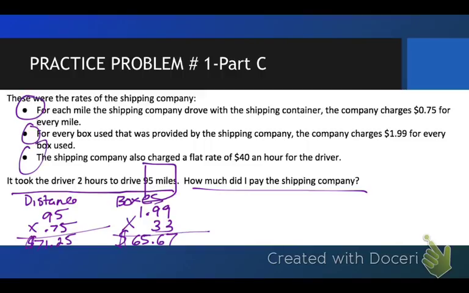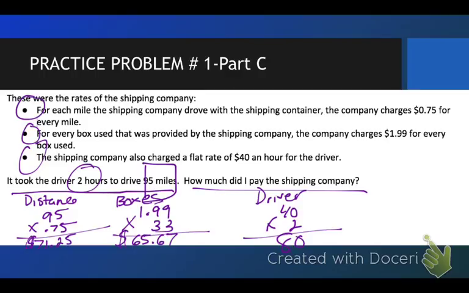Now, we also need to do the third bullet. The shipping company also charged a flat rate of $40 an hour. So we know it's $40 an hour. Okay, so we're going to use this as the driver because it's per hour. So what do we got? $40. And how many hours did it go? Oh, it took 2 hours. So 40 times 2, we don't even need a calculator. That's 80.